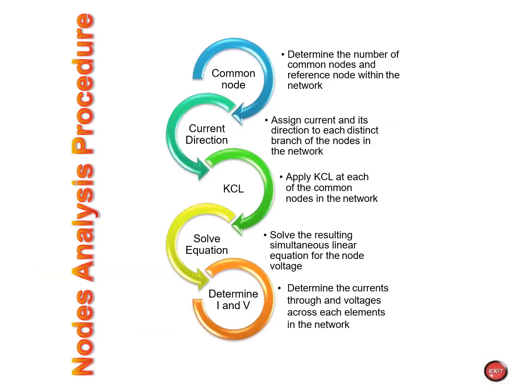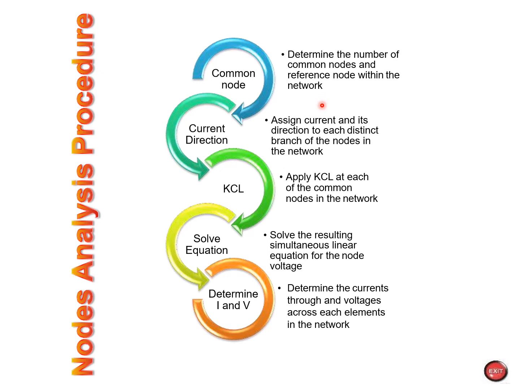Now time for the nodal analysis procedure. That is how nodal analysis can be done. The steps are as follows. First, you have to find out the common node, that is the common junction for the network. Determine the number of common nodes and the reference node within the network. For a network, how many common nodes are present, and connecting to that common node, how many reference nodes are present, you have to first determine.